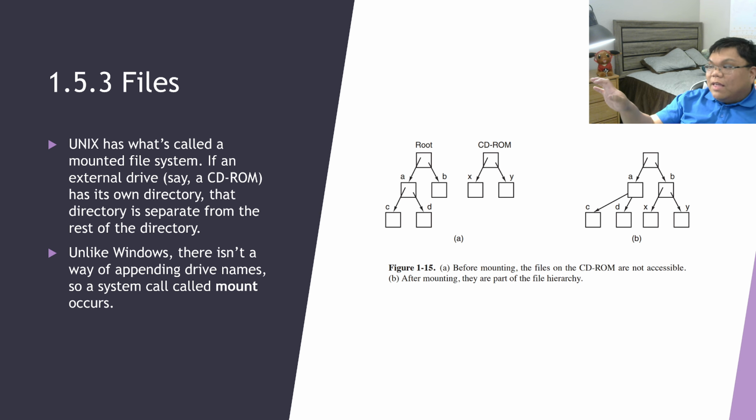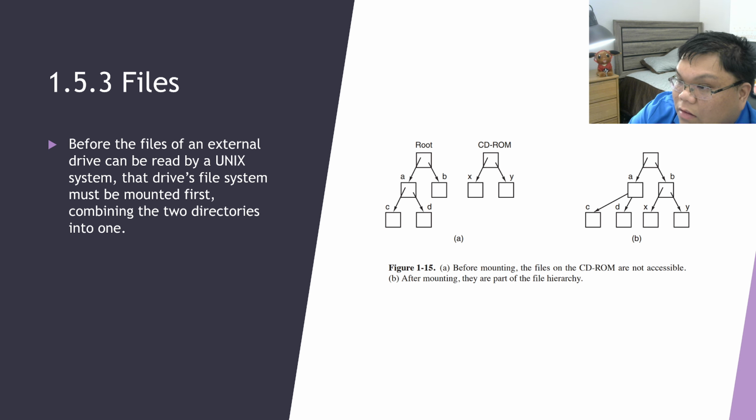And if your CD-ROM is, for example, the E drive, it's going to have E and then the entire directory after that. It doesn't work the same way in Unix systems, so we have to do what's called a mount. Before mounting, the files on the CD-ROM are not accessible, but after mounting, they basically become part of the same hierarchy as the rest of the system. So it's basically a means of combining the two directories into one, on Unix systems, by the way.